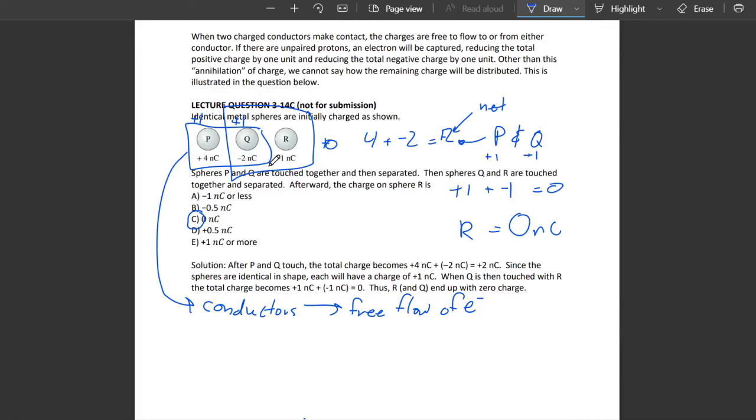So the electrons are going down their concentration gradient toward an area with fewer electrons in order to equilibrate, because these metal spheres are conductors and allow for the free flow of electrons.